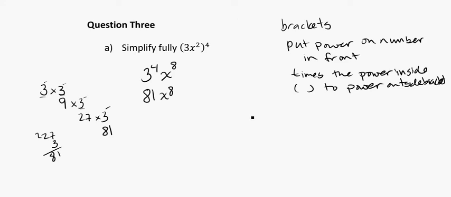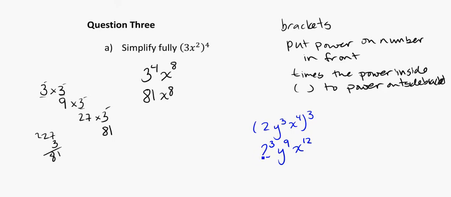Another example we could look at similar would be a problem such as this: 2y to the 3, x to the 4, in this case to the power of 3. So here again, take the power outside the bracket and put it onto the number, so that's 2 to the power of 3, and we're going to times the powers on the letters inside as well as the power to the outside, so that's 3 times 3 becomes 9, and on the x we have 3 and 4, so 3 times 4 becomes 12.